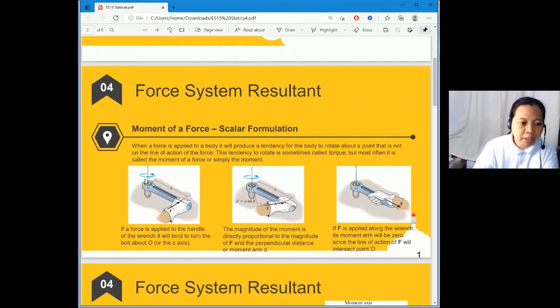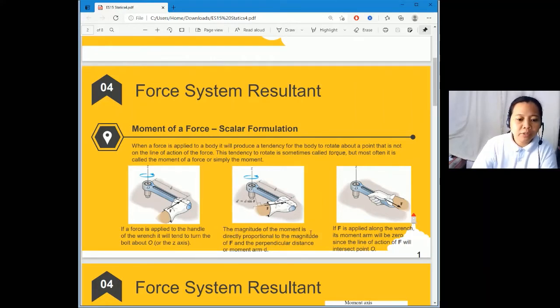So if you can imagine this situation here, class, you have a wrench and you have a force applied using your hand at this point, with the axis at O and axis Z. So you have a distance D from the applied force to the point of rotation. If a force is applied to the handle of the wrench, it will tend to turn the bolt about axis Z at point O.